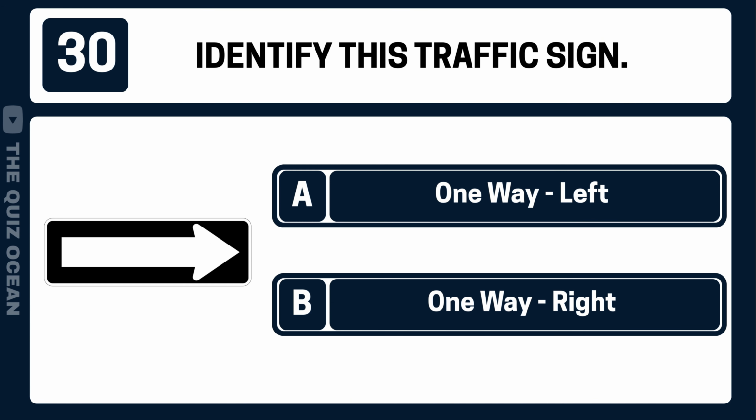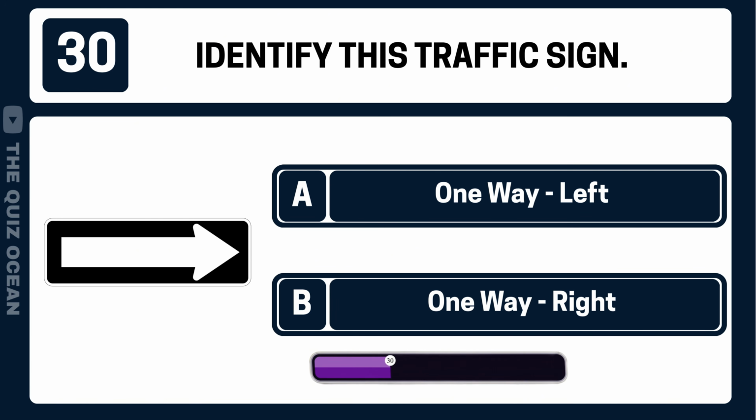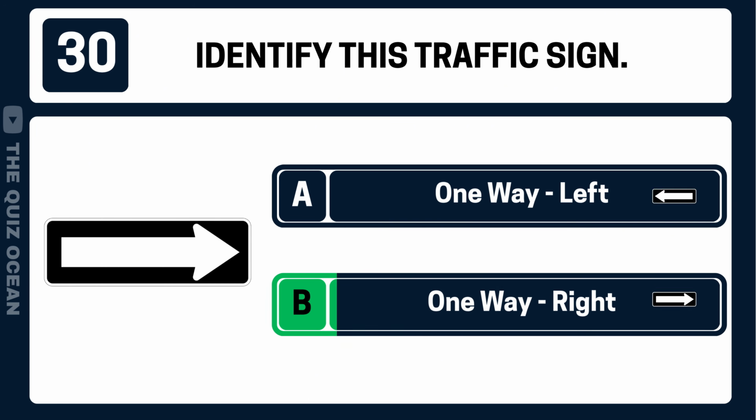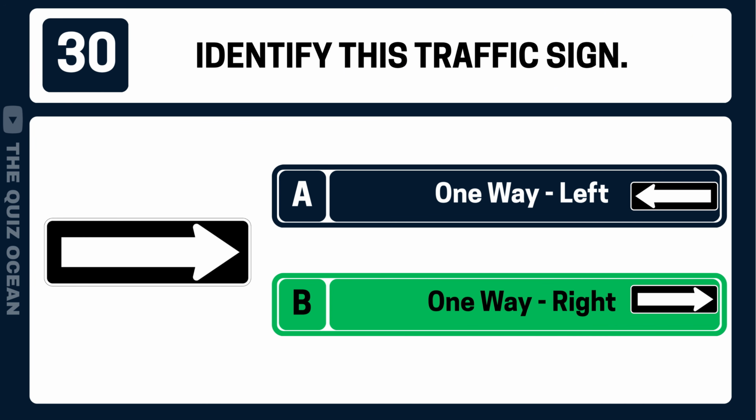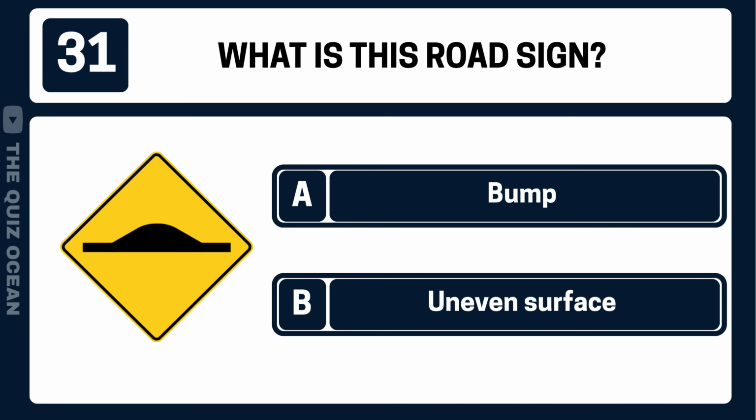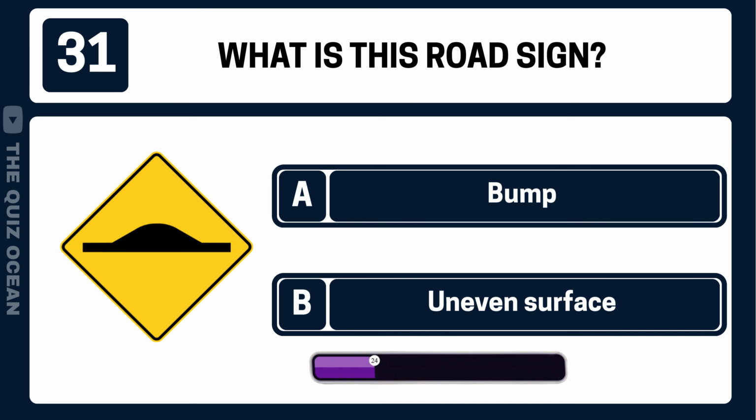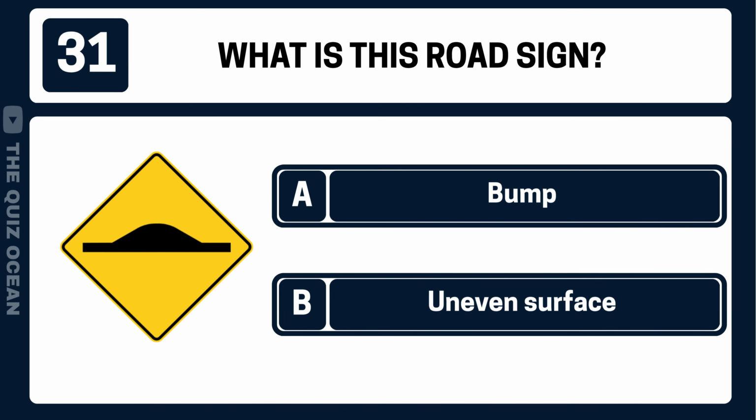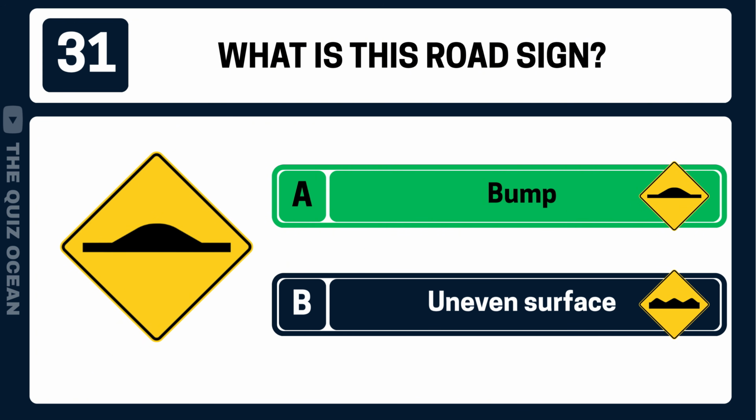Identify this traffic sign. A. One way, left. B. One way, right. Well spotted. It is the one-way, right sign. What is this road sign? A. Bump. B. Uneven surface. Exactly. It is the bump sign.